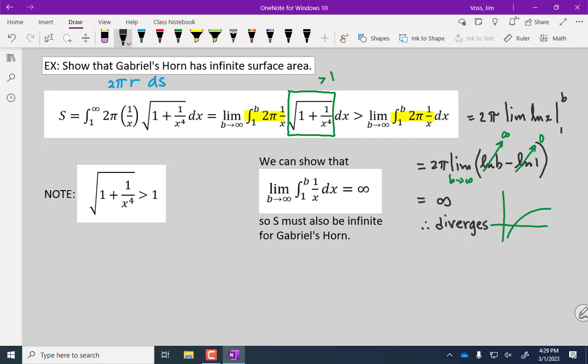Okay, so here's the paradox. Here you get to think. Use your little gray matter. So if the volume is finite, you can fill Gabriel's horn with paint. It's finite. It's pi cubic units of paint. Fills it up. But if it's got an infinite surface area, it can't be painted. It's an infinite surface. But if it's filled with paint, it's painted. In fact, there's leftover paint. As you fill it with paint, the whole thing is painted. How do you resolve Gabriel's paradox?